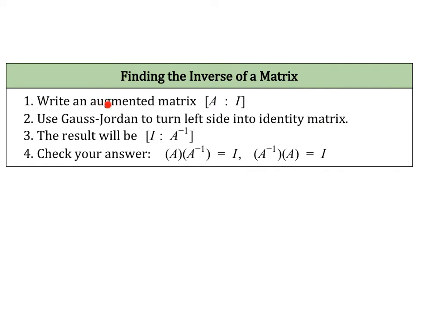You're going to start by writing an augmented matrix, except it's a little bit larger than what we're used to. On the left, you put your original matrix, and on the right, you're going to put an identity matrix that matches the dimensions of your original matrix. And then your goal is to use Gauss-Jordan to turn this left side into an identity matrix. By the time you are done, the right side will be your inverse matrix, which you can then double check by multiplying it to your matrix, and it should equal an identity matrix.